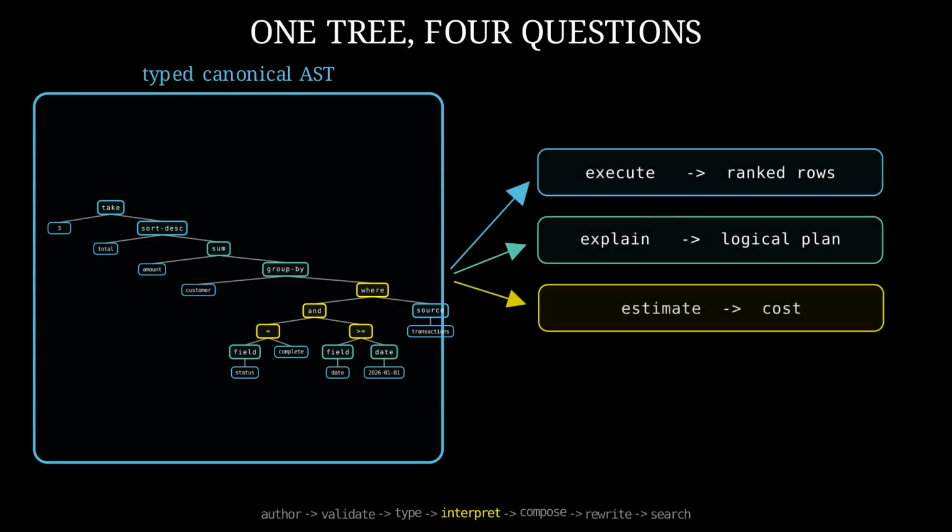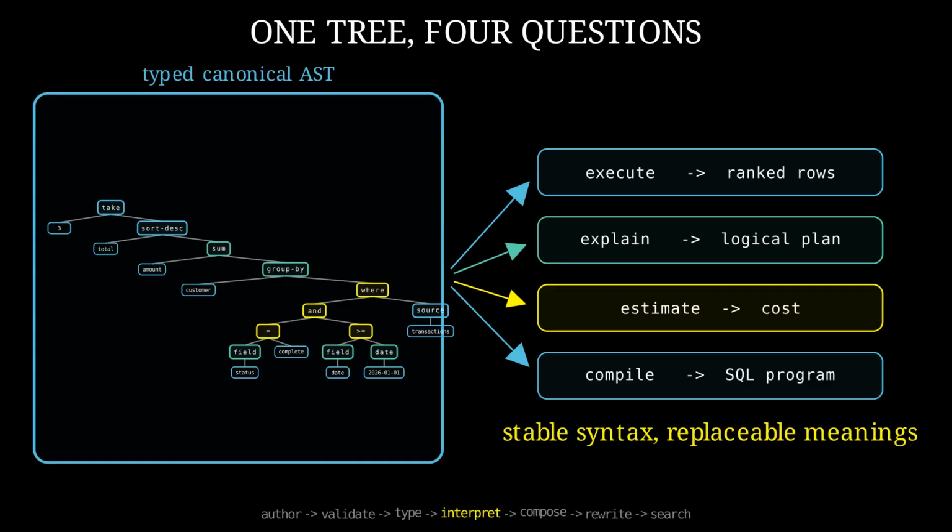Keep the typed tree fixed. Ask it to execute, and we want rows. Ask it to explain itself, and we want a logical plan. Ask how expensive it looks, and we want an estimate. Ask it to compile, and we want a program in another language.